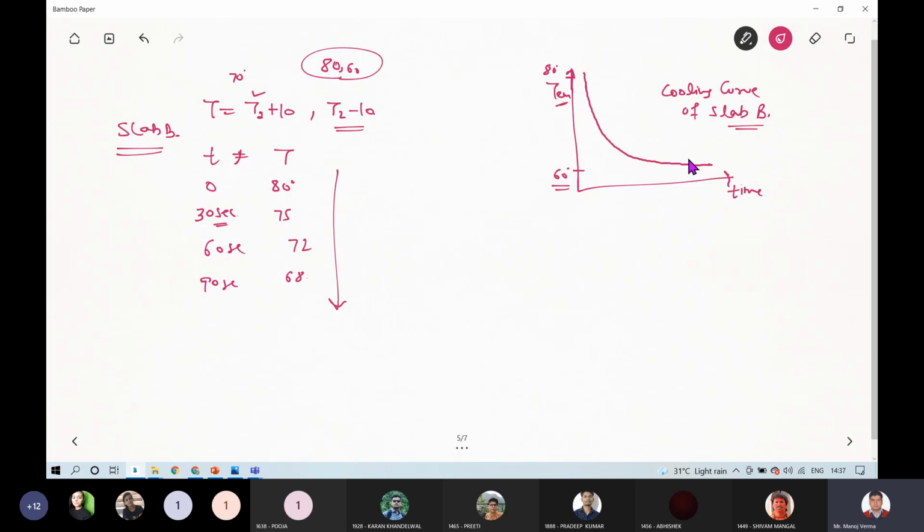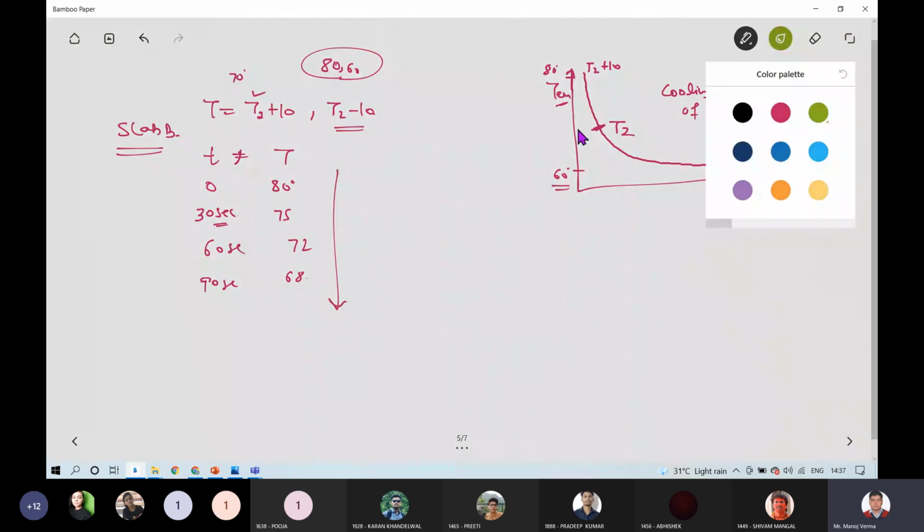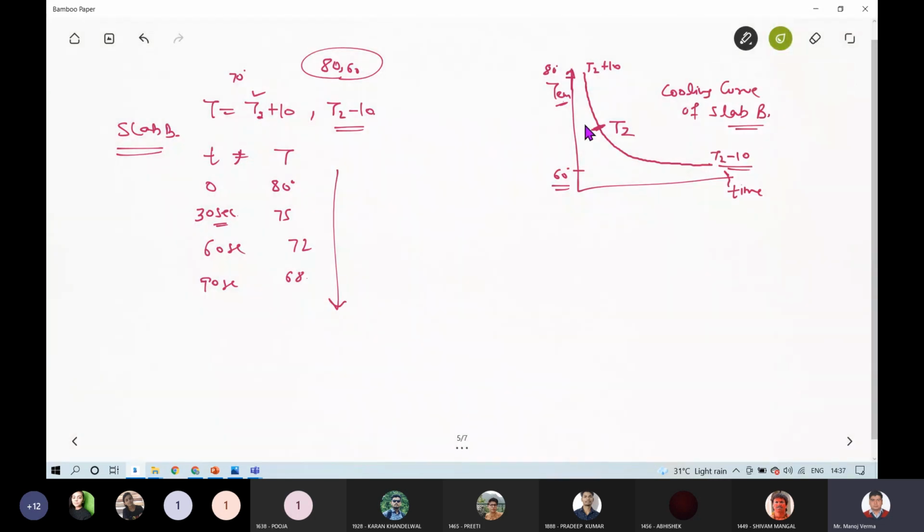So this is particularly a cooling curve of slab B, and at the point of thermal equilibrium, somewhere here, this will be your T2. Because this was your T2 plus 10 and this was your T2 minus 10. So if this is your T2, then what I have to do is draw a tangent to this point T2, and it will be something like this. It should have been a little closer to it.